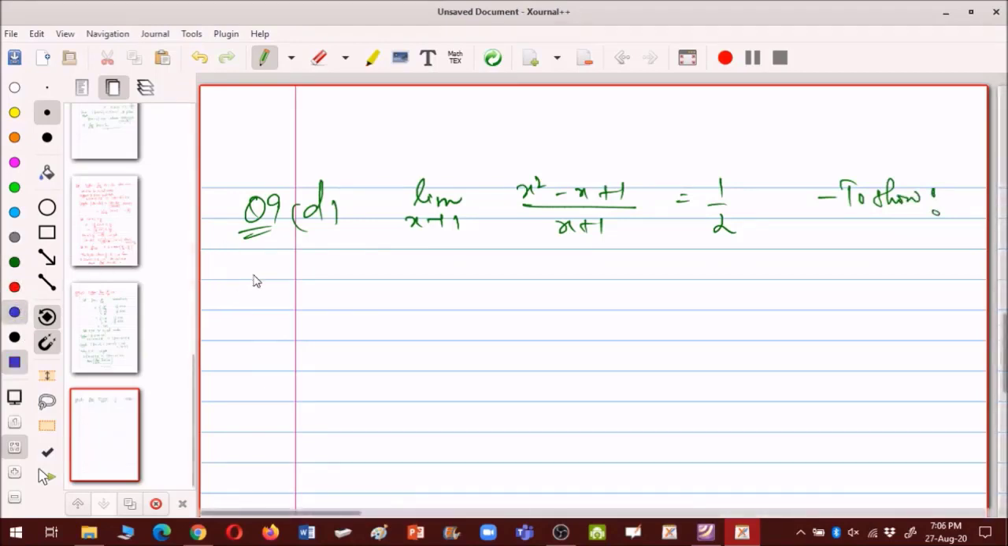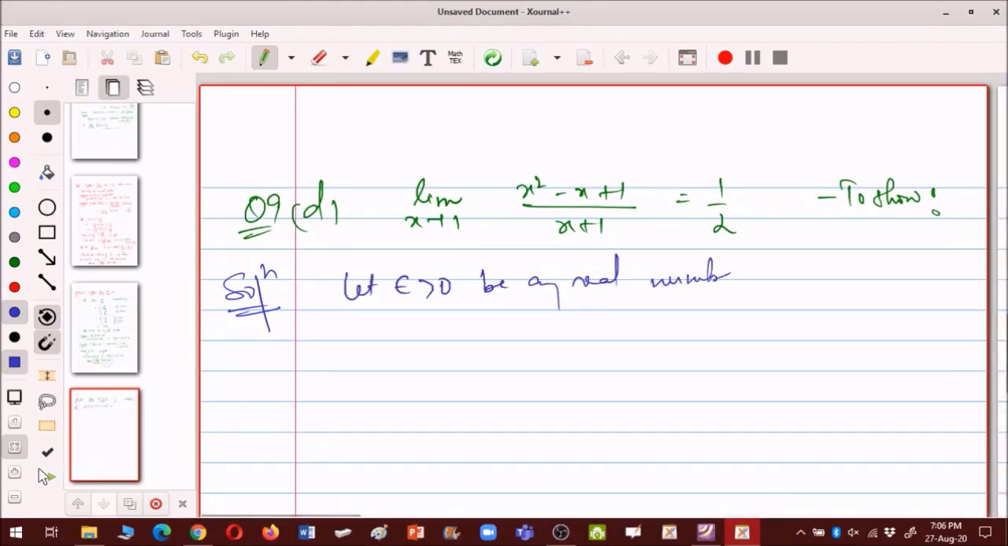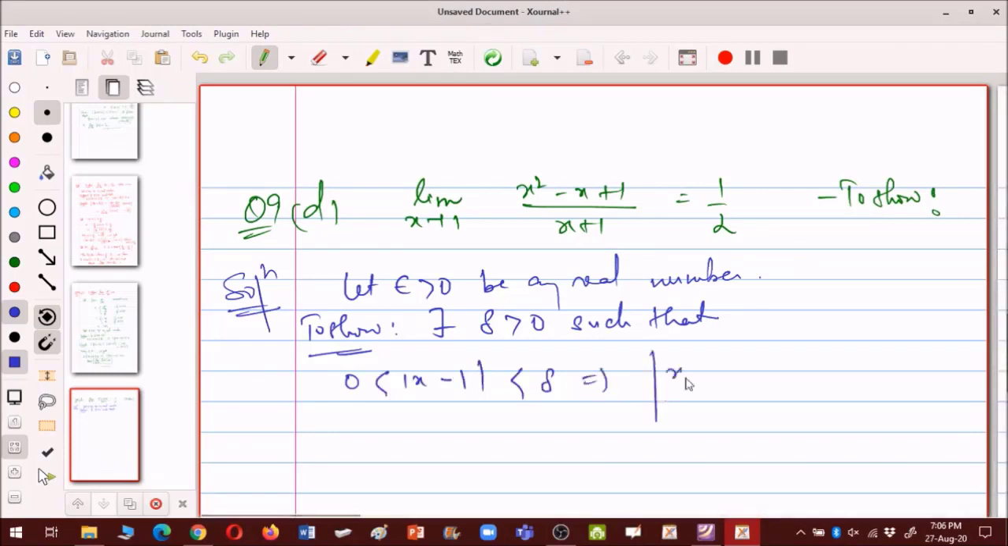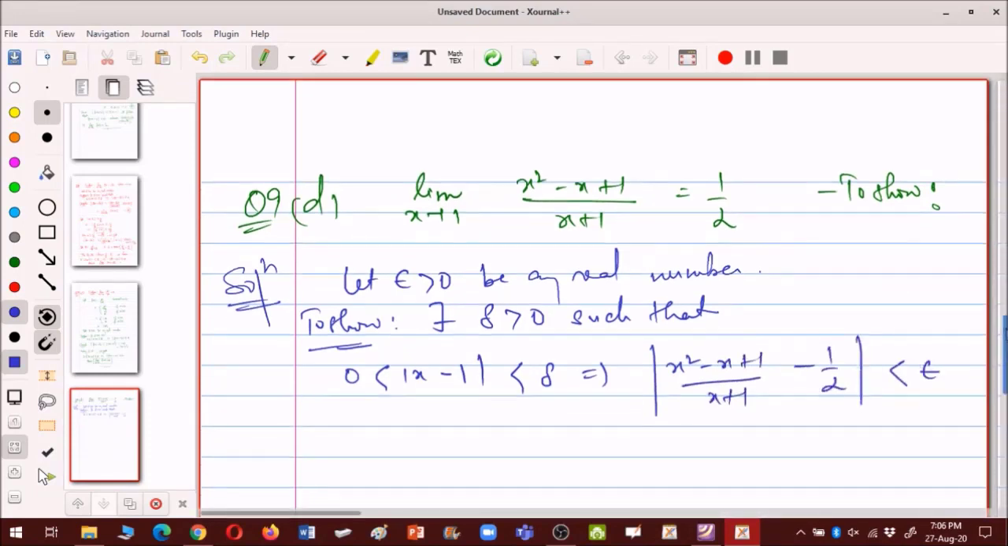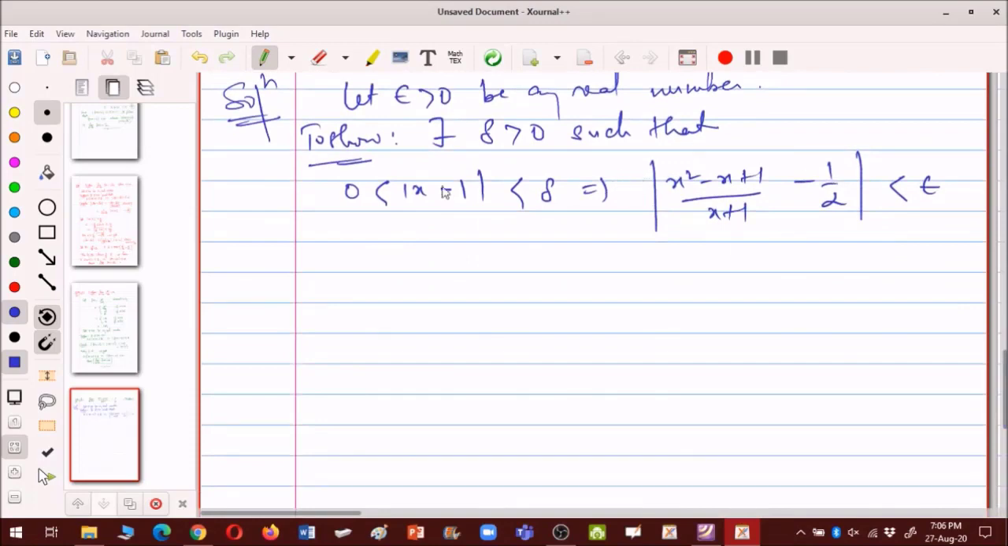So let us take the solution. So we will choose any epsilon greater than 0. So let epsilon greater than 0 be any real number. To show there exists delta greater than 0 such that 0 < |x - 1| < delta should imply |(x^2 - x + 1)/(x + 1) - 1/2| < epsilon. Now for this we have to express this in terms of |x - 1|.